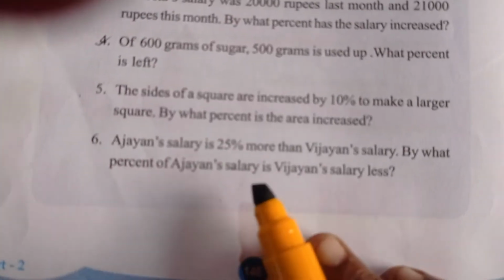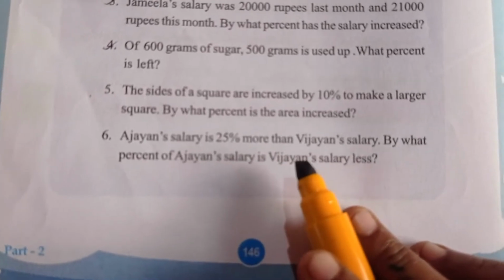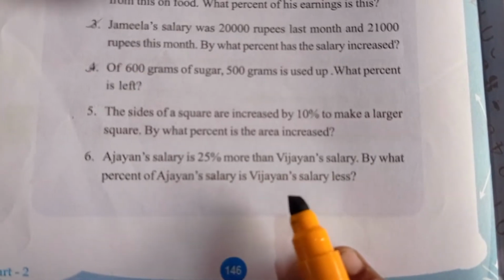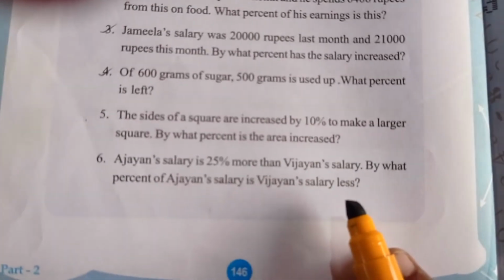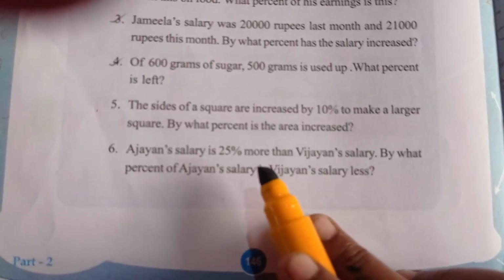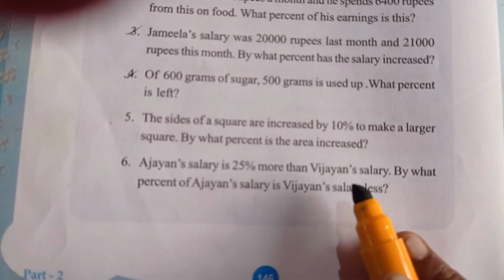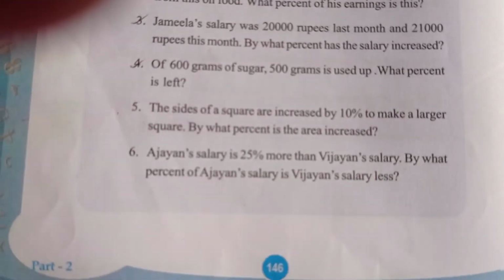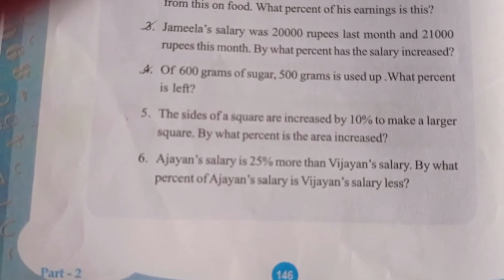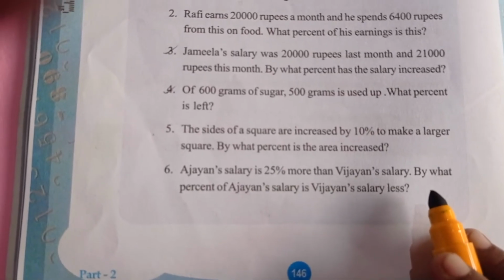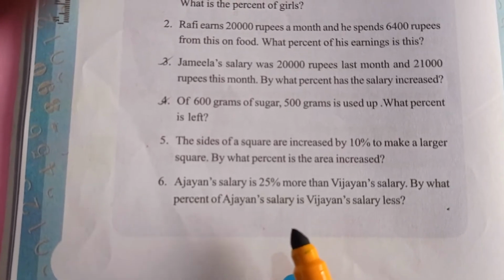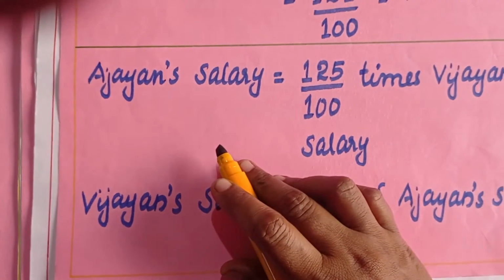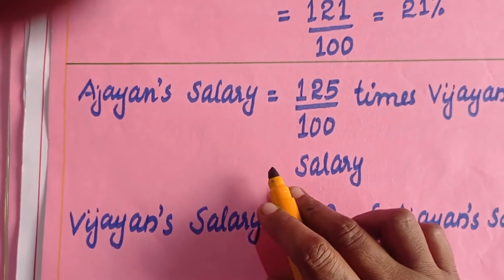Ajay's salary is 25% more than Vijay's salary. By what percent of Ajay's salary is Vijay's salary less? Here Ajay's salary is 25% more than Vijay's salary. Here we want to calculate at what percent of Ajay's salary Vijay's salary is less.